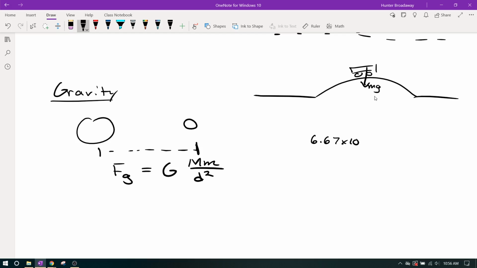It's 6.67 times 10 to the negative 11th, and I believe that's Newton meters squared per kilogram squared, in order to cancel out all of the units on the top and on the bottom so that you're just left with newtons. The two masses would be the masses of the two very, very large objects that you would use to put them in gravitational force with each other.